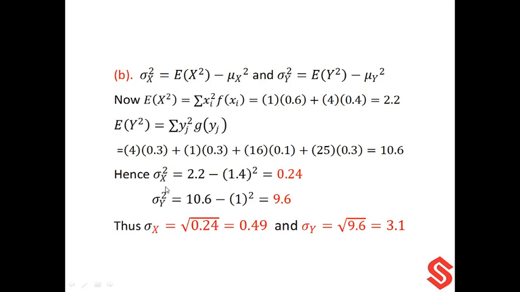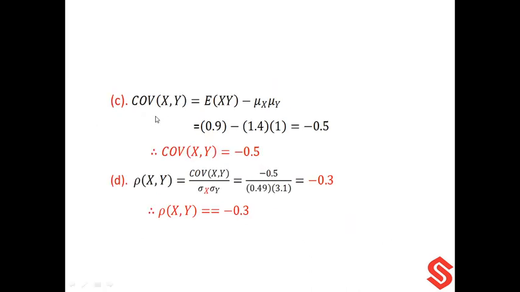So hence variance V of x is equal to 2.2 minus 1.4 whole square, that is 0.24, and variance of y, V of y, that is sigma y whole square, is equal to 10.6 minus 1 whole square, that is 9.6. Thus standard deviation of x is the square root of the variance 0.24, which is 0.49, and standard deviation of y is the square root of 9.6, which is 3.1.